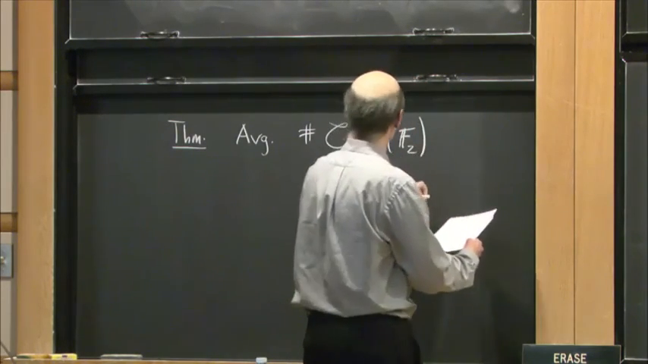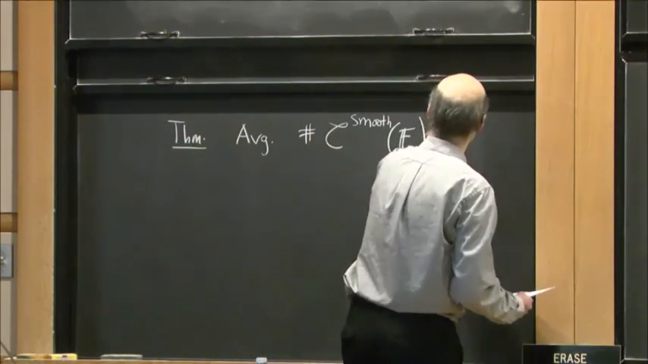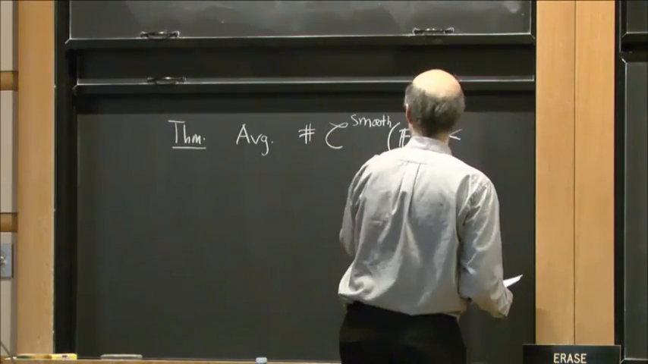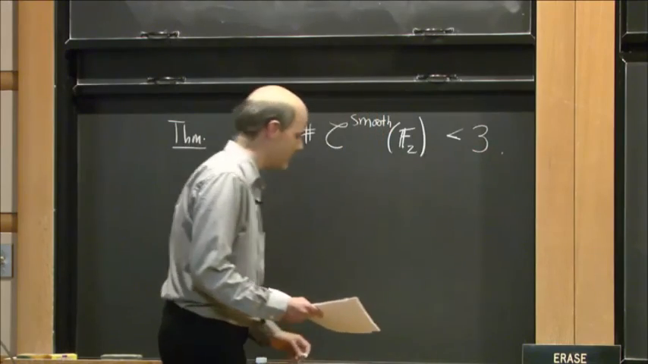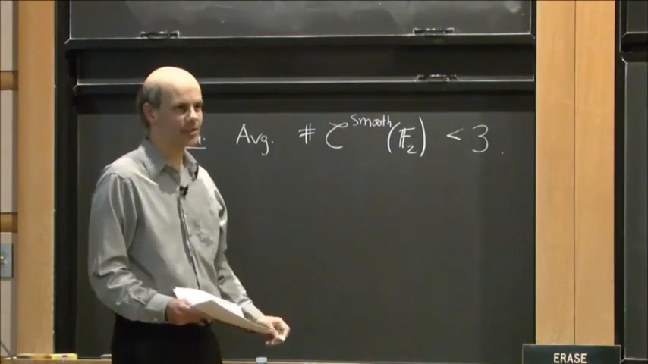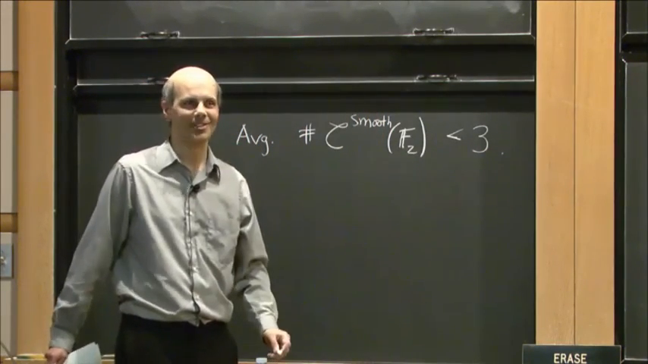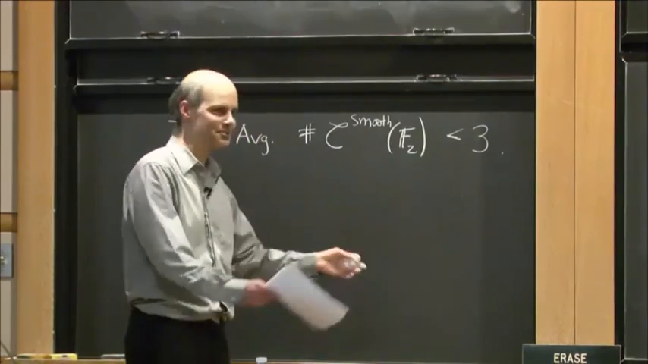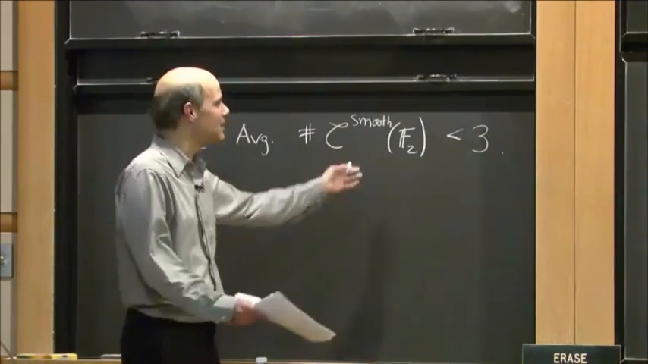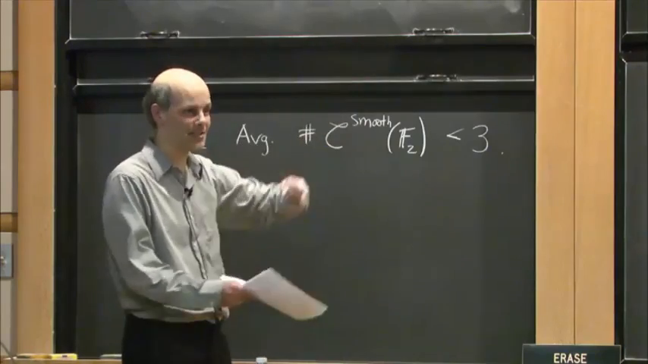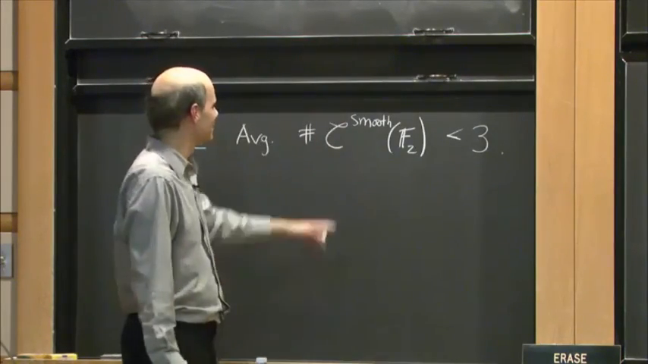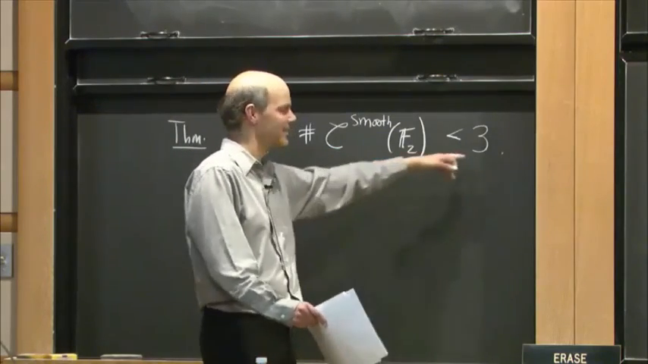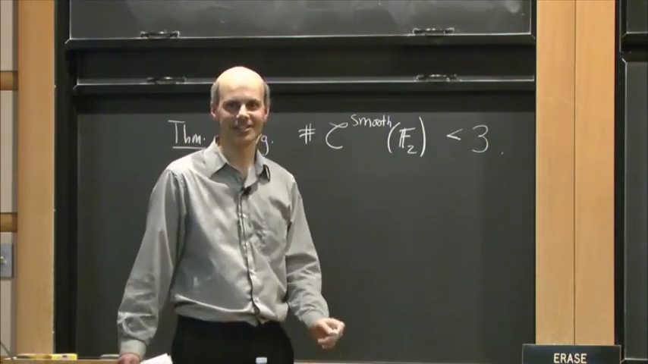Anyway, we eventually prove that this average is, surprisingly, less than 3, which might be surprising since it's even less than the average for the good reduction curves. You'd expect there would be more, because some bad reduction curves have a huge number, but somehow the average turns out to be even less than 3.